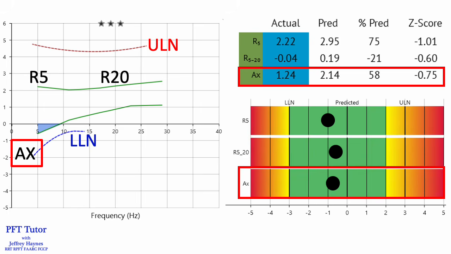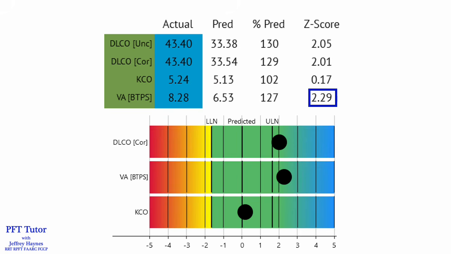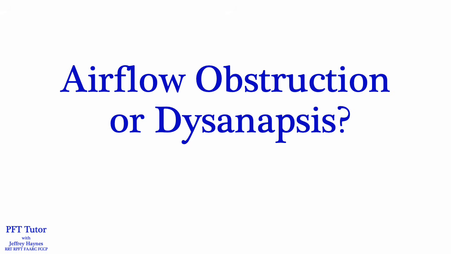So why does this patient have mild obstruction on spirometry when they have normal airway resistance and reactance on oscillometry? Odd. The next test that was ordered was DLCO, and this showed a value above the upper limit of normal, and this was due primarily to a high alveolar volume of 8.28 liters with a z-score of plus 2.29. This patient has large lungs. So this is when I start to understand what may be responsible for the patient having a low FEV1 to FVC ratio. I suspect this patient has a low FEV1 to FVC ratio because of dysanapsis.